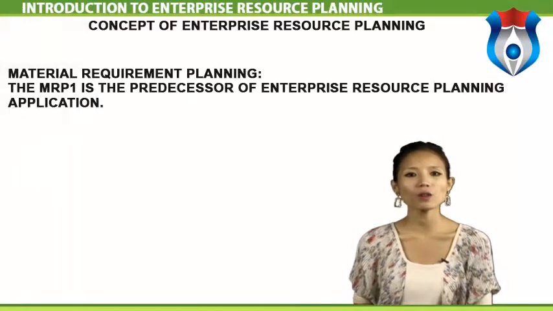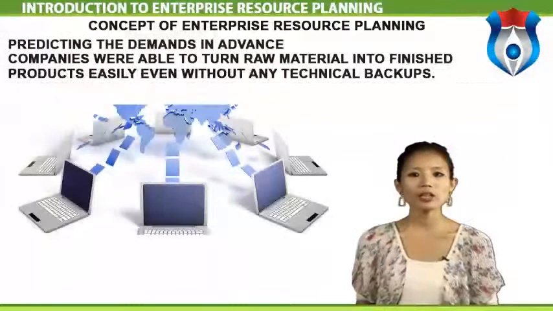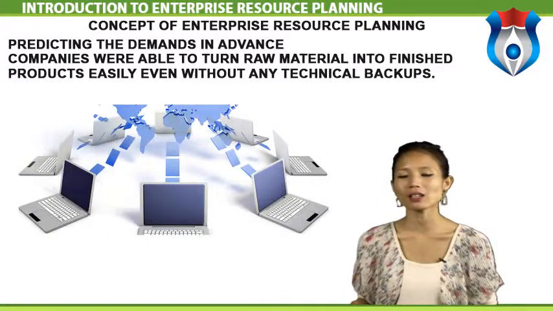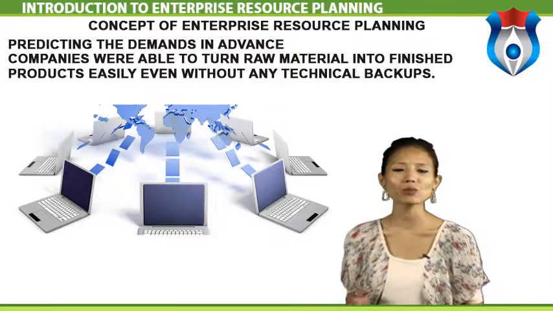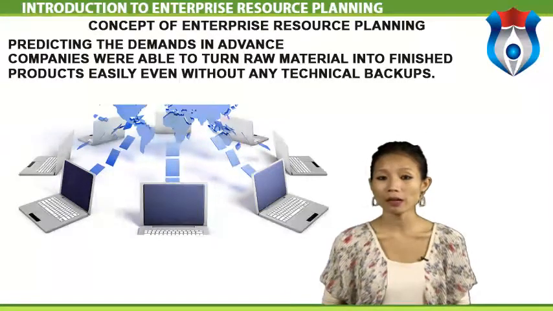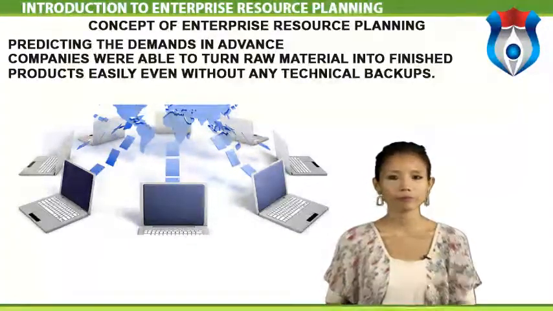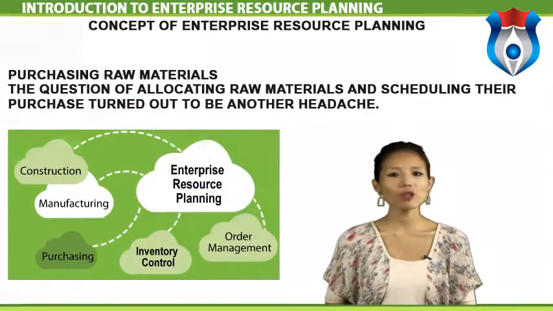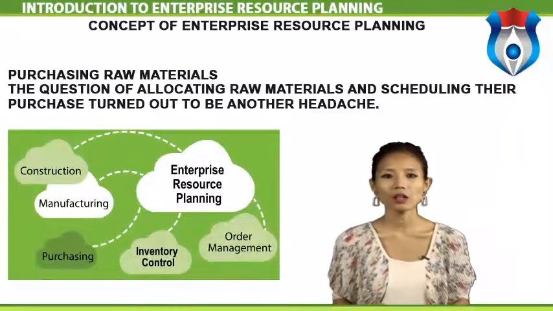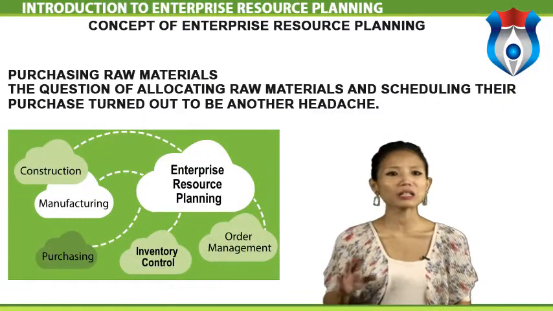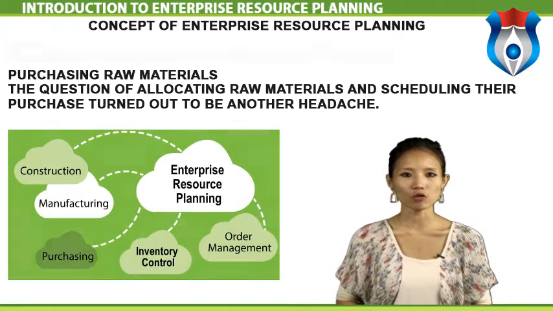ERP has become the talk of the day, not only with regard to management and information systems, but also for the whole business. Companies were able to turn raw materials into finished products easily, even without any technical backups. Companies could not engage in mass production scheduling for fear of a decline in customer demand. Hence, they suffered from limitations like not being able to predict demand properly. The question of allocating raw materials and scheduling their purchase turned out to be another headache. If companies were unable to predict sales, it would not be logical to expect them to decide the exact quantity of raw materials required for production.